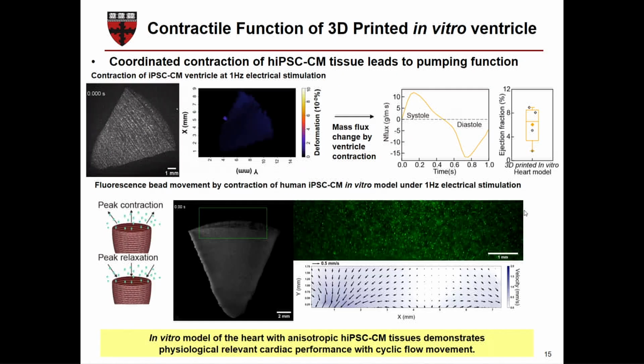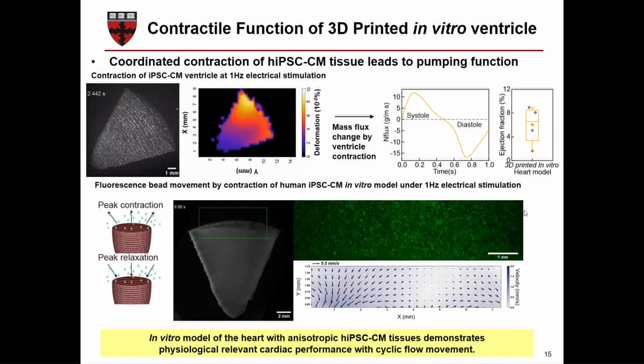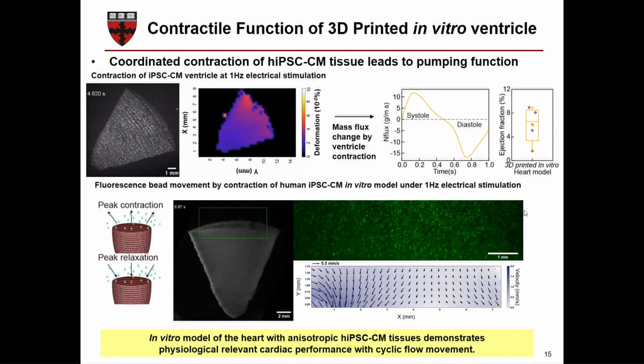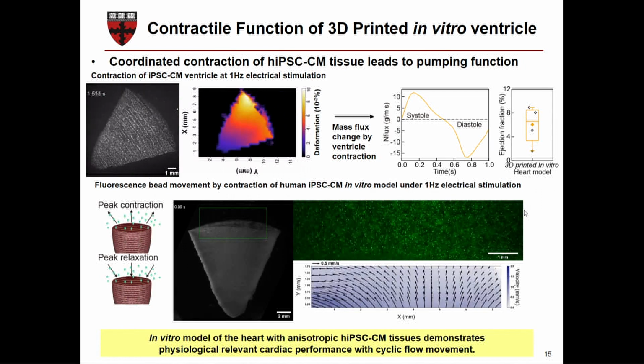So we see this structure-function recapitulation, and then we wondered how this ventricle is pumping and contracting. After we culture the ventricle, we put fluorescence beads on top of the ventricle, and we track this bead movement. And then when we map this bead movement, you can see the ventricle is well contractile, and the entire structure is moving.